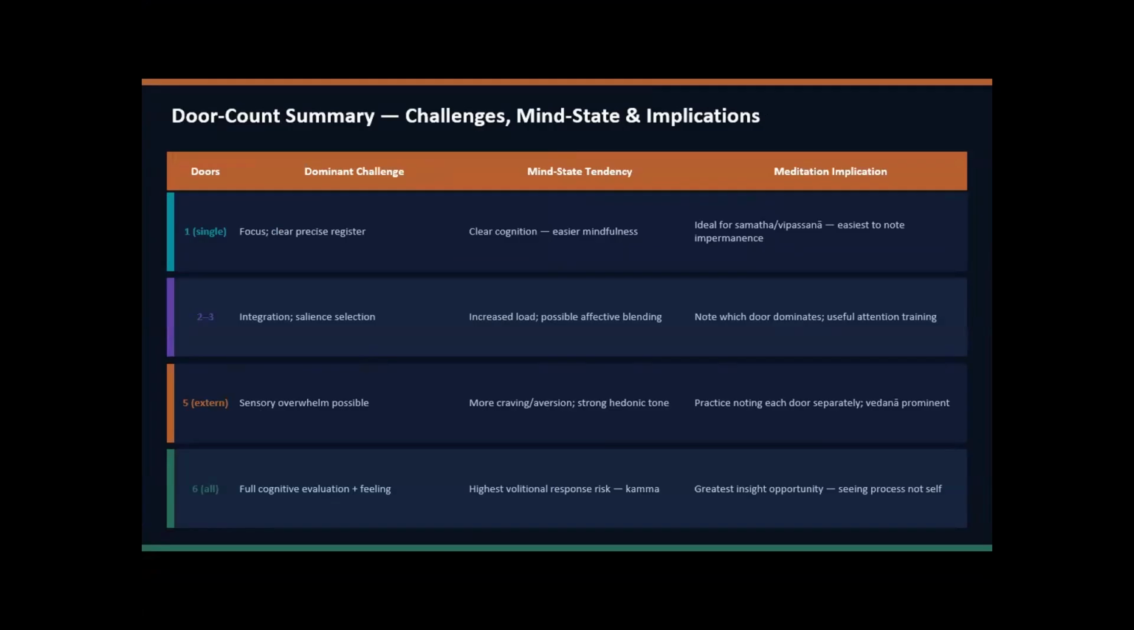Okay. So we'll look into this table of everyone. Door count summary, what I call the challenges, mind state, and implication. Okay. So we'll look at them one by one.